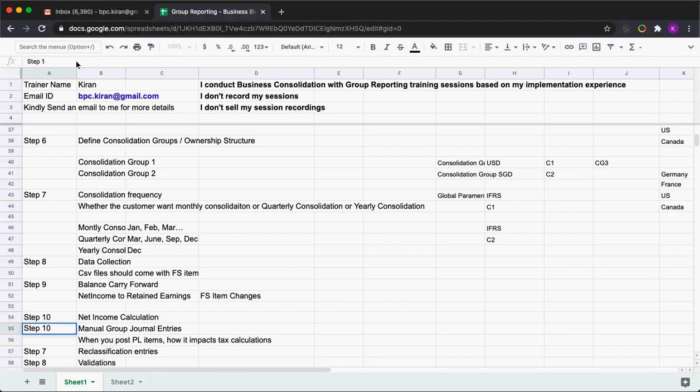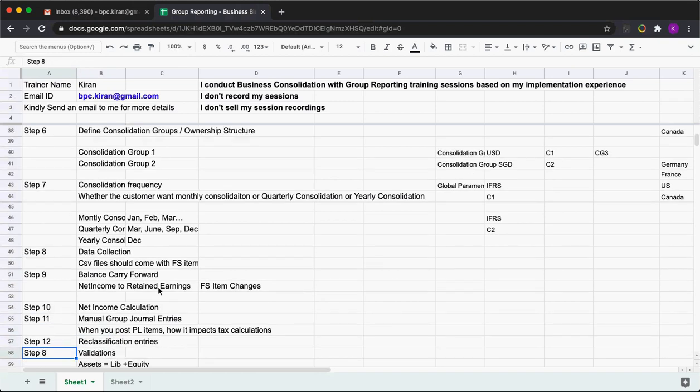Next thing, reclassification entries. Manual group journal entries are not posted every month. Whenever you find some disturbances, at that time the customer will post. But reclassification is also a type of group journal entry. However, it happens every month.